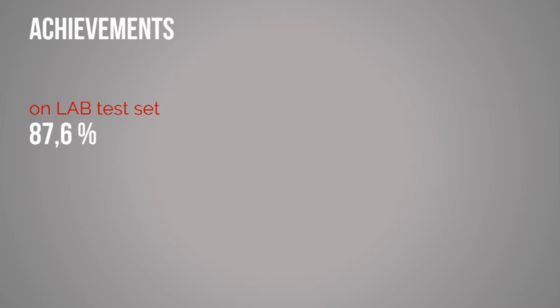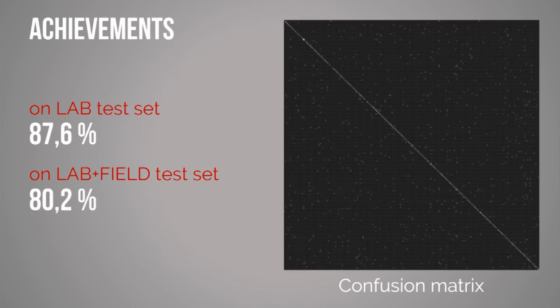But this trained model didn't do good on field images. Our will is to generalize better to low-quality pictures too. So we merge field and lab images in order to increase the network robustness. After 50 epochs of training, we got 80.2% of accuracy on the test set.